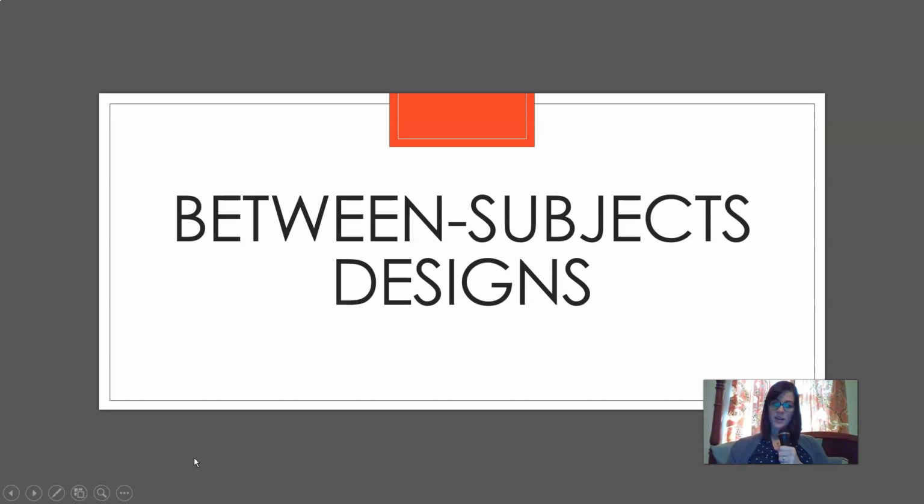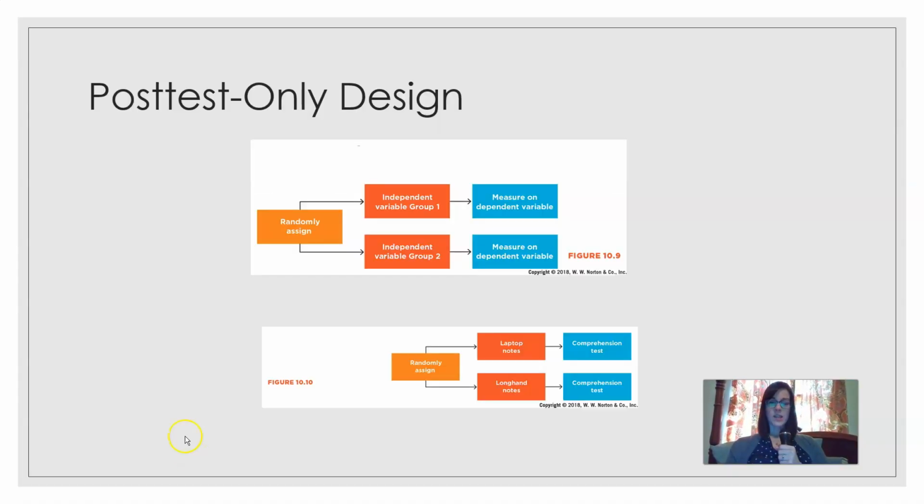So let's start by talking about between subjects designs. So your book talks about a few. So we can do what is called a post-test only design, which is basically what Oppenheimer and Mueller did. So we have our 2 independent groups. Always remember to randomly assign people, even if it's something like a coin flip. Everybody needs an equal chance of being in either group. So flip a coin, put somebody in group 1 or group 2.